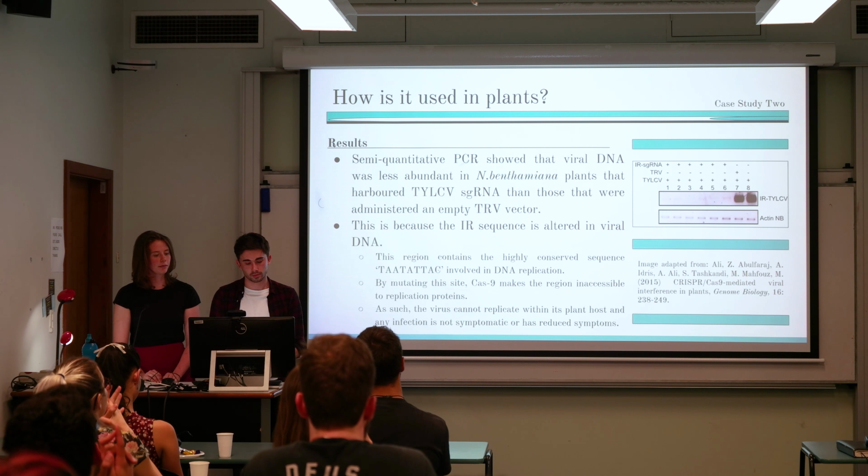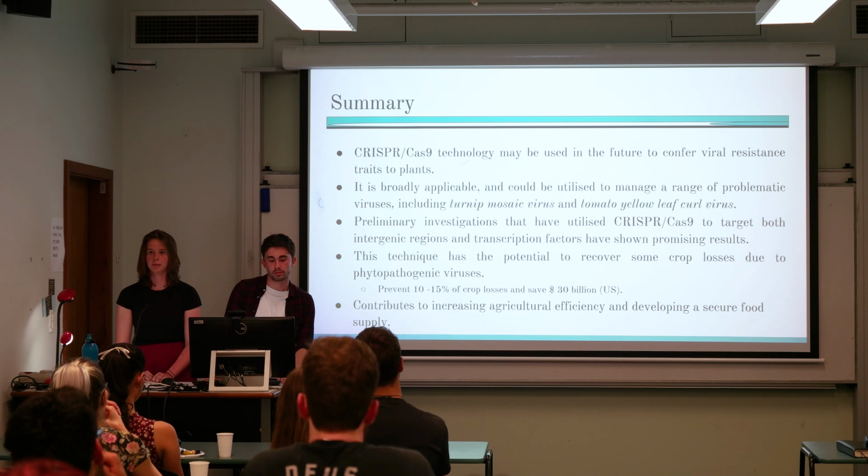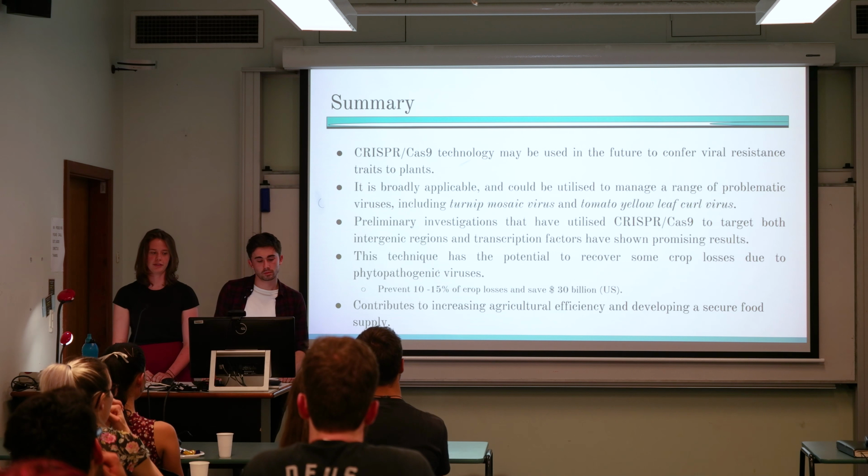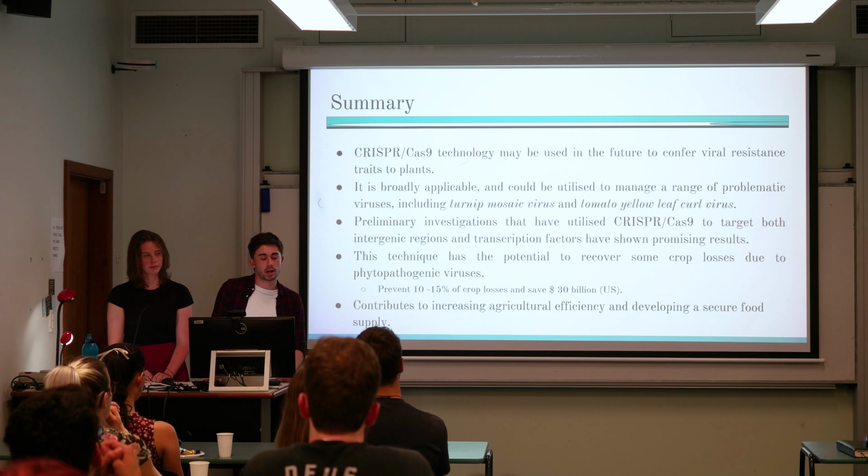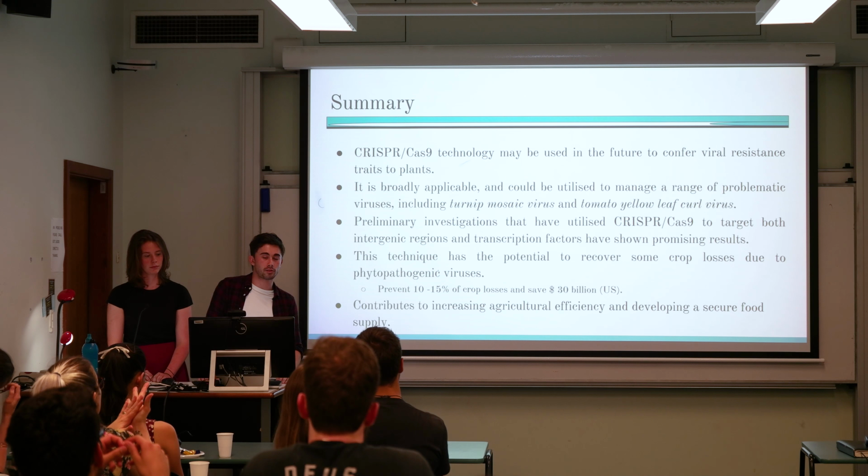So you're probably wondering, why should we care about these results, and what do they mean? So CRISPR-Cas9 technology may be used in the future to confer viral resistance traits to agriculturally significant plants. It has also been demonstrated to be broadly applicable and can be utilized to manage many problematic viruses such as turnip mosaic virus and tomato yellow leaf curl virus.